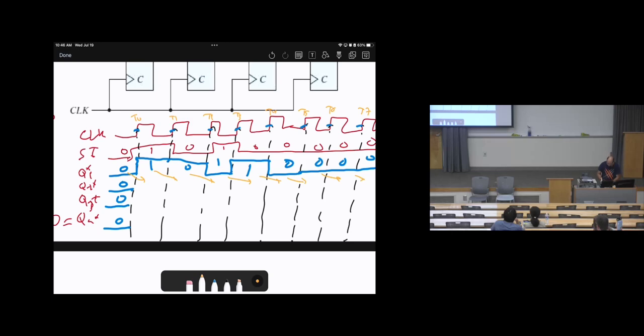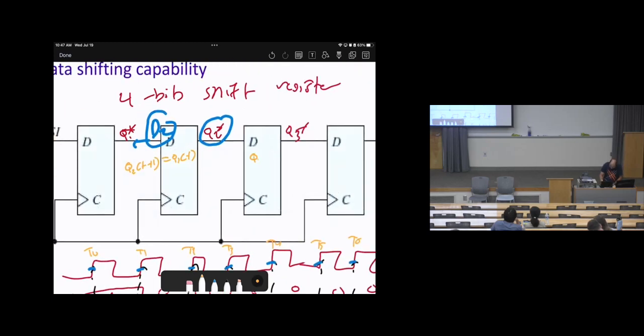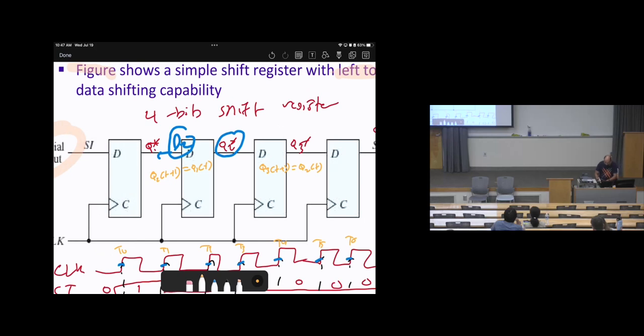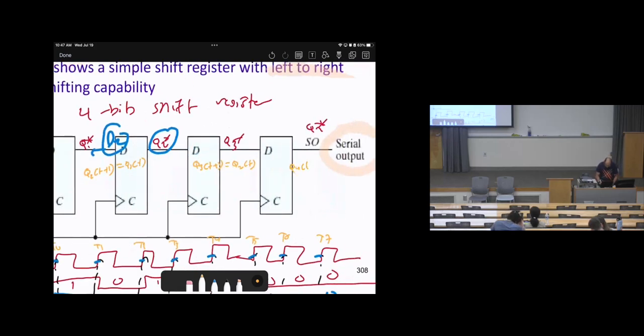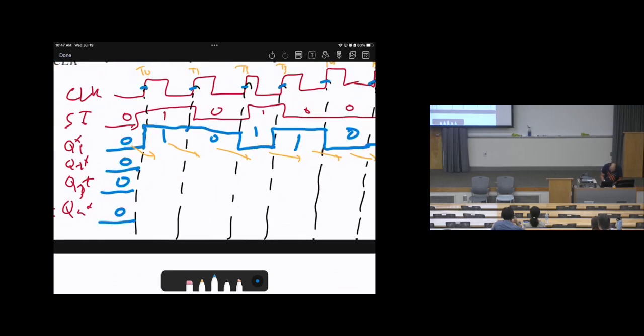Again, why did this happen? Because of this: Q2 of T plus 1 equals Q1 of T. And here, the same: Q3 of T plus 1 equals Q2 of T. And Q4 of T plus 1 equals Q3 of T. That's why there's a shift. Therefore, when you draw this, just make a phase shift of 1.